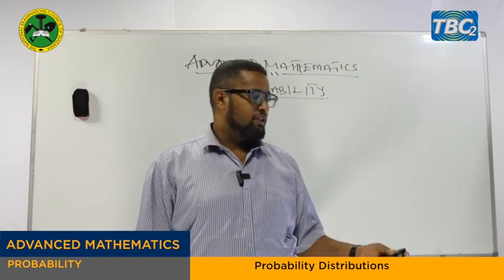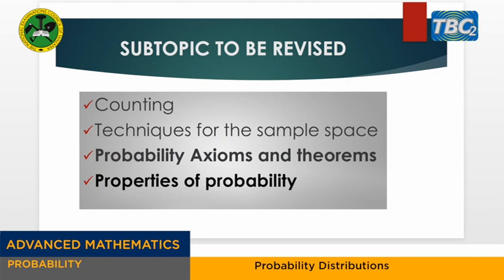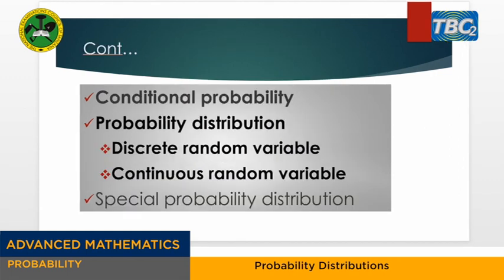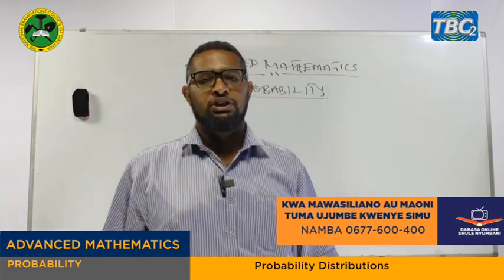Now, under probability, you're supposed to cover counting techniques for sample space, probability axioms and theorems, properties of probability. You are also supposed to cover conditional probability, probability distribution, mainly the discrete random variable and the continuous random variable. Lastly, the special probability distributions. These are the subtopics that we'll be revising together in our session.